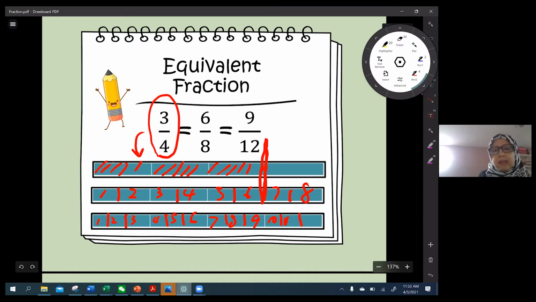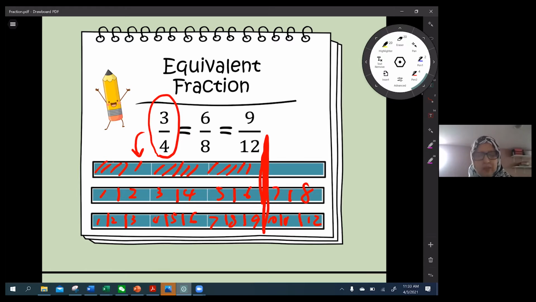Let's draw this line down. So now, 9. Right now, total there are 12 pieces, right? But we want to take the equal parts, right? That would be 9 out of 12. All right. Okay. Anybody has a question on this? No. All good.